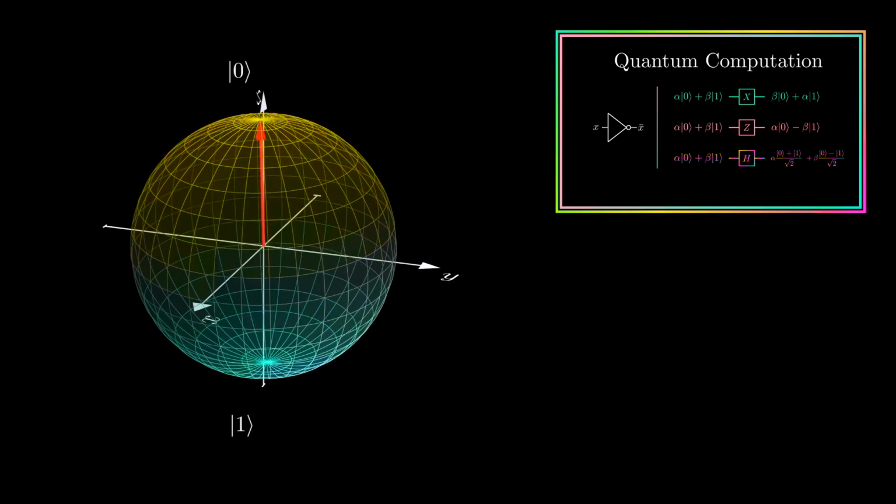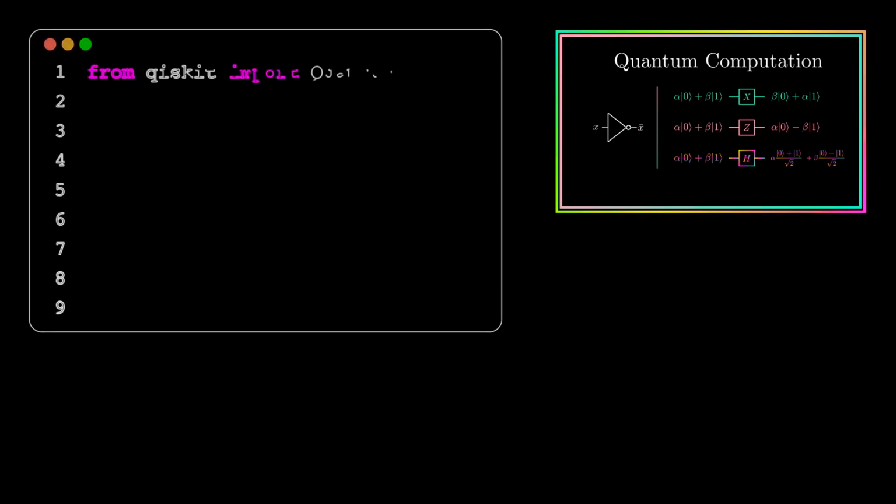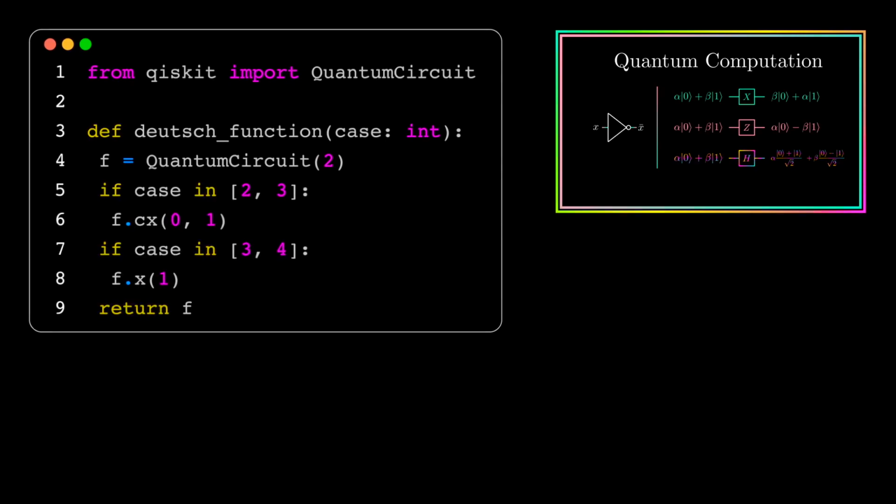In this video, we'll cover how quantum computers actually solve some problems faster than classical computers by introducing and analyzing Deutsch's algorithm. I'll briefly introduce how to actually code this quantum algorithm using Qiskit at the end.